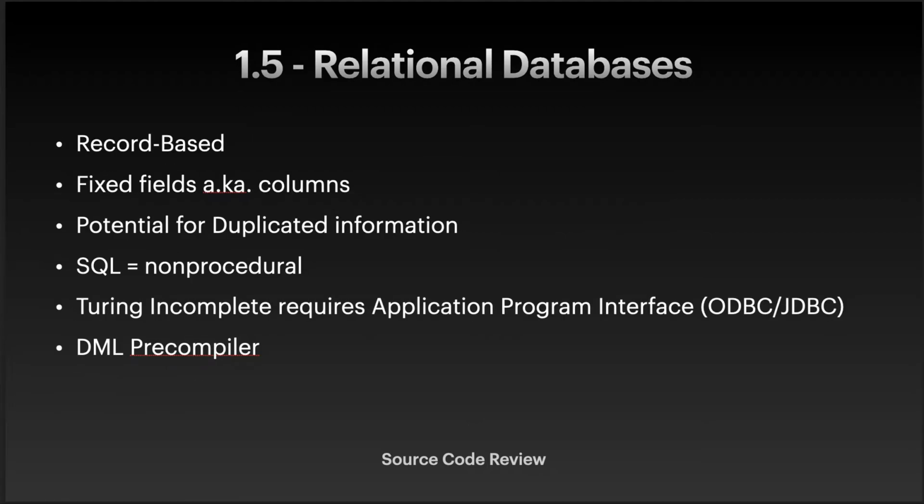All right, section 1.5, relational databases. This section did not have too much information. Basically, it said most relational databases, or let me remind you what one is. It's basically a collection of tables, right, where each table represents a different entity. It's also known as a record-based database because these tables are basically records.